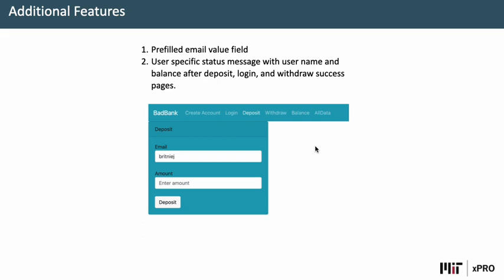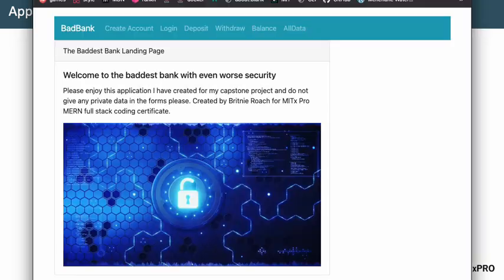I just thought it would be really inconvenient in real life if we had to retype our credentials on every page to access data. So you'll also see on the deployment user-specific messages with the username and balance after deposit, login, and withdrawal success pages. So let's get to the app demonstration.